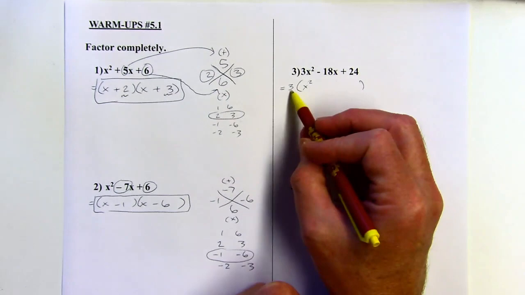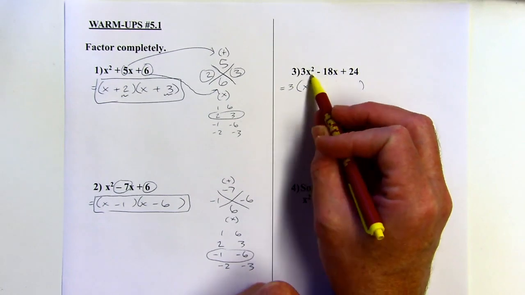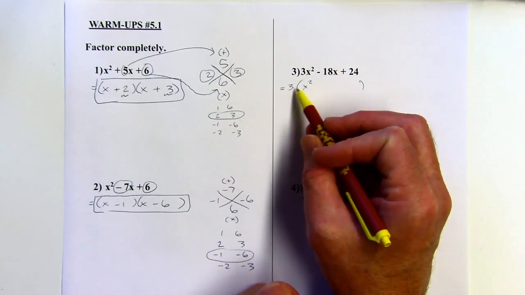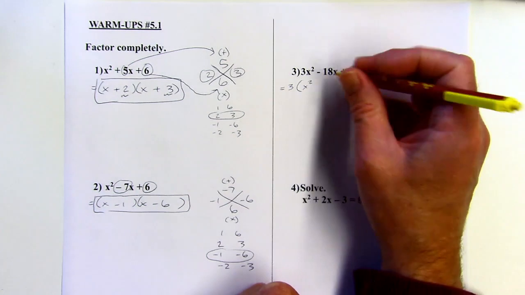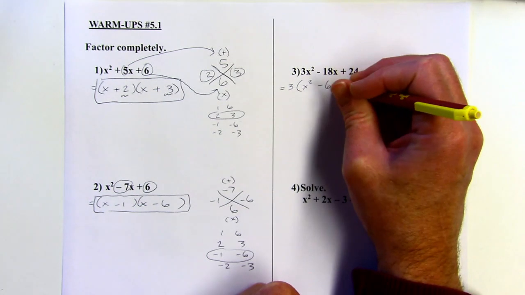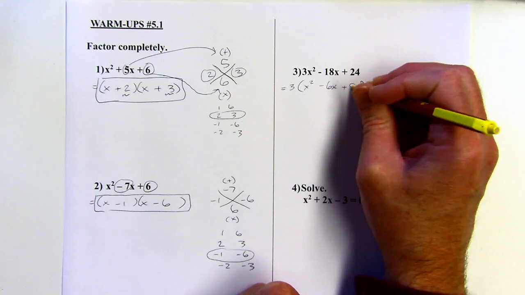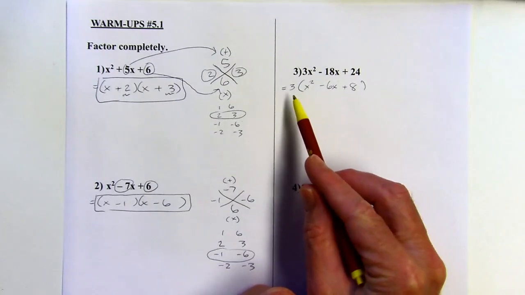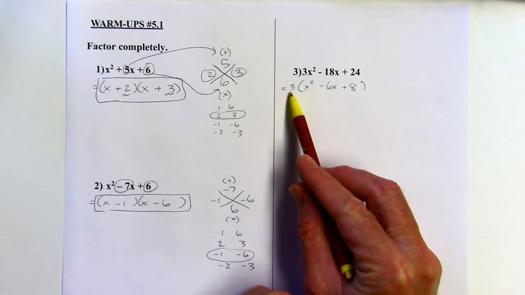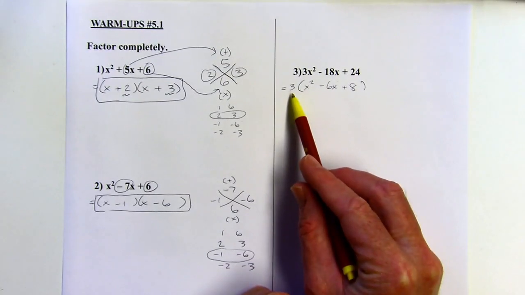I usually kind of think of it as distributing. 3 times something would be 3x squared. Well, that would be x squared. 3 times something is -18x, and that would be -6x. And then 3 times something is 24, and that's 8. So a lot of times I'll see people do this without the 3 out there, but the 3 is a factor, so I don't want to throw that away.